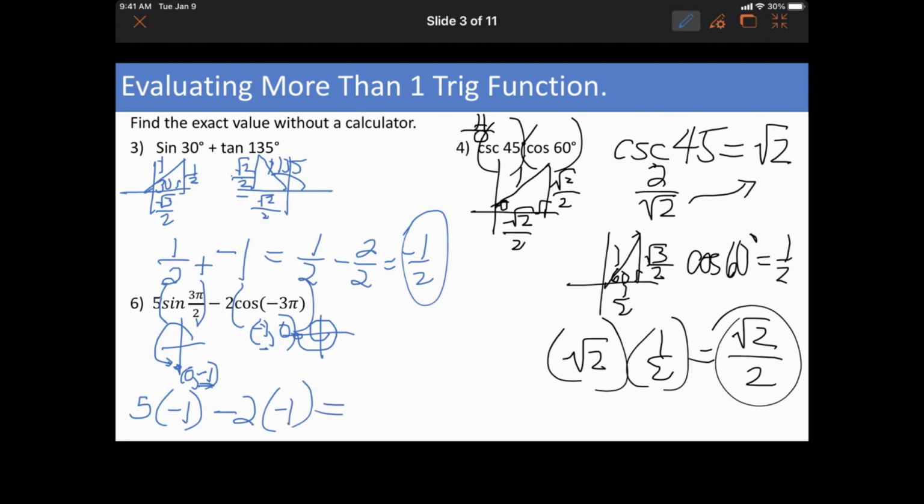So this is -5 times +2, which equals -3. So for these, you just evaluate each one and then do the operations using the order of operations. So that never changes.